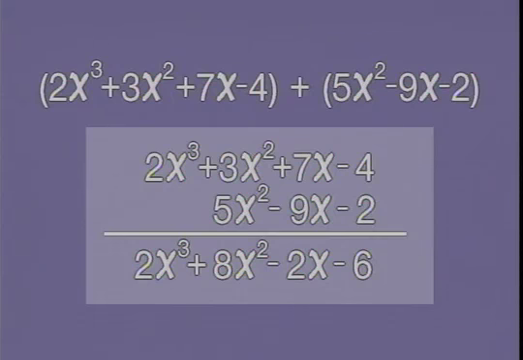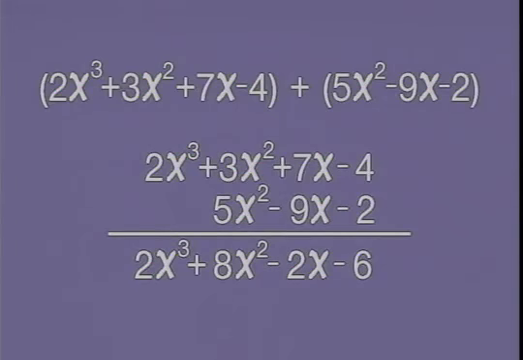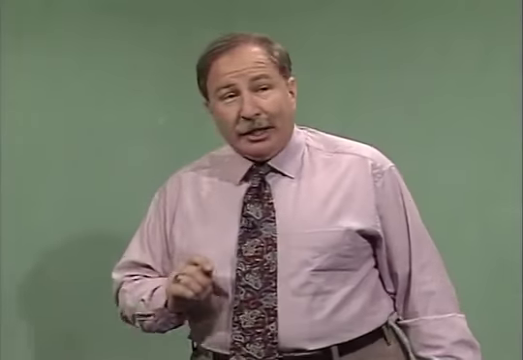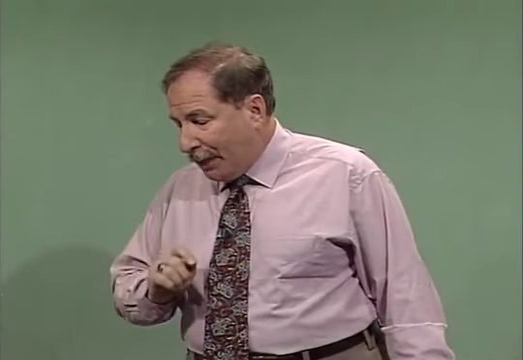Since there's no x cubed number in the bottom polynomial, we just bring down the 2x cubed. Just as if there was a 2,000 in our top number and no digit in the thousands place if we were adding two whole numbers. 3 plus 5 is 8, so we have plus 8x squared. A positive 7 and negative 9 is negative 2, so we have negative 2x. And a negative 4 and a negative 2 is negative 6. Thus, our answer.